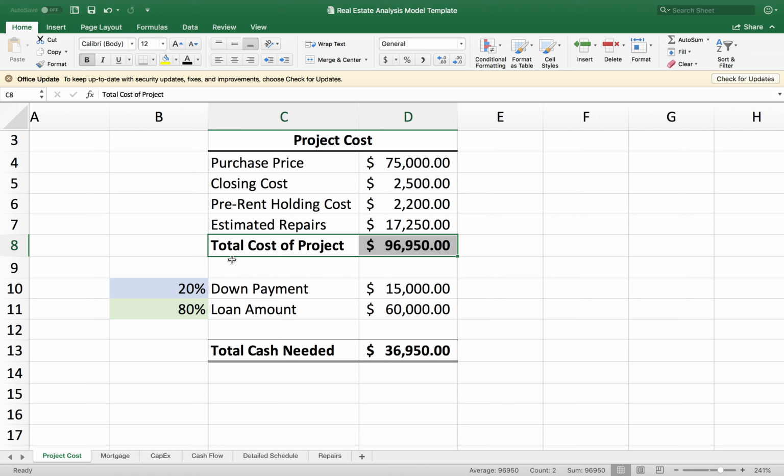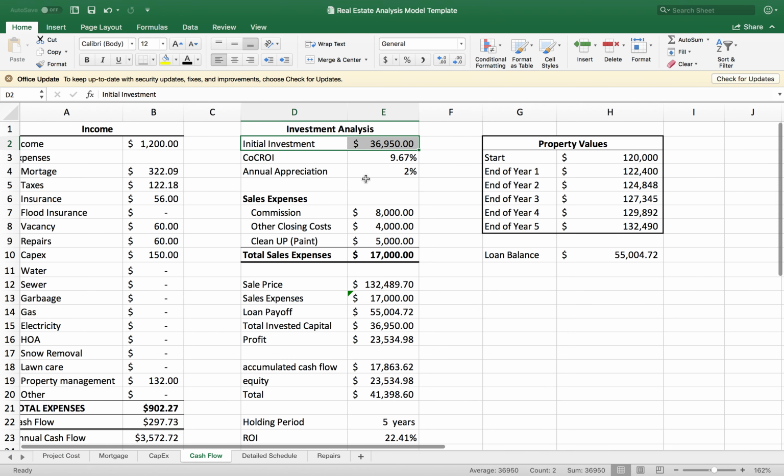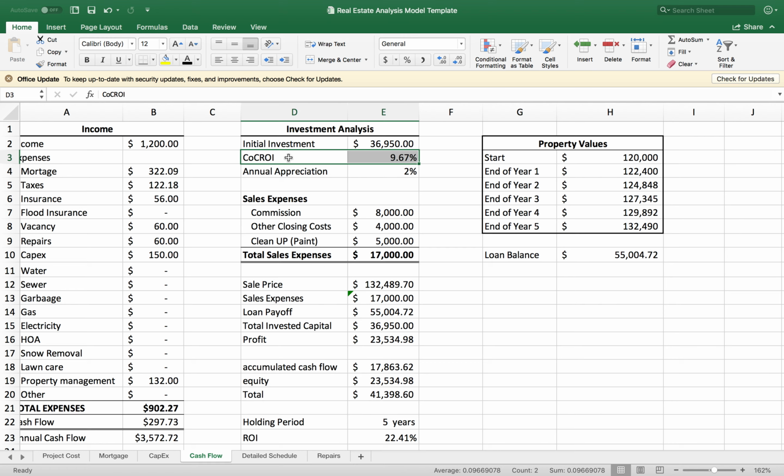This gives us a total project cost of $96,950. We put a 20% down payment of $15,000, and for the other 80% we took out a loan from the bank of $60,000. So our total cash needed, which is also our total initial investment, is $36,950. The way I got to this number was I subtracted the loan amount from the total project cost, and that gives us our initial investment of $36,950.